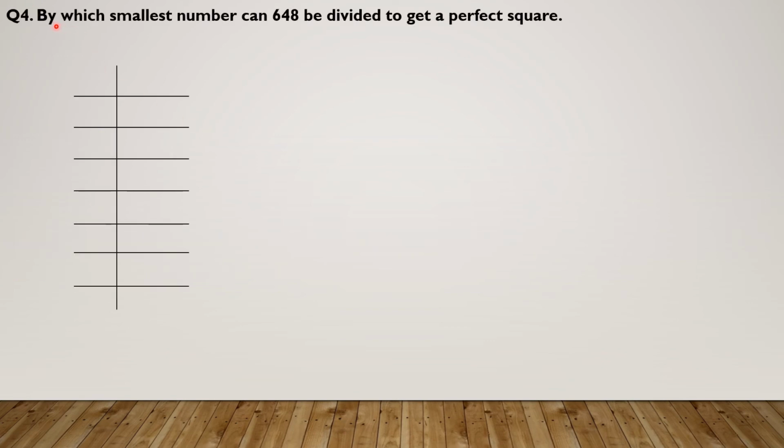Now question number 4 is, by which smallest number can 648 be divided to get a perfect square? Now you have to find the smallest number by which it is divided to get the perfect square. So for this purpose, we will find the LCM of 648. So let's start the solution. We will write here 648. At unit place we have an even number, so it is divisible by 2. We will write here 2.